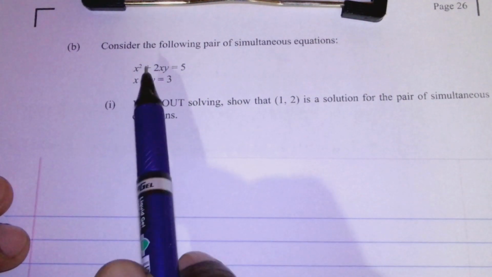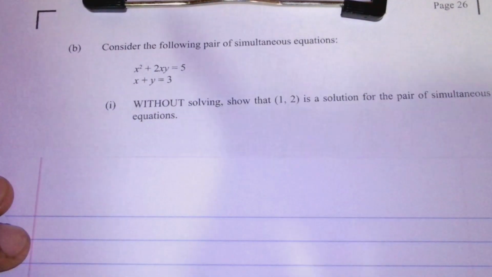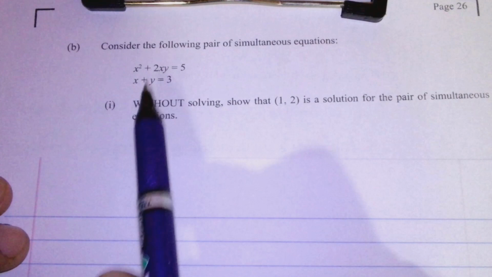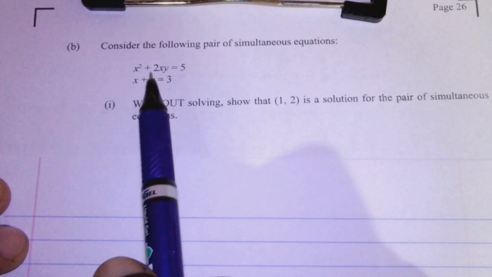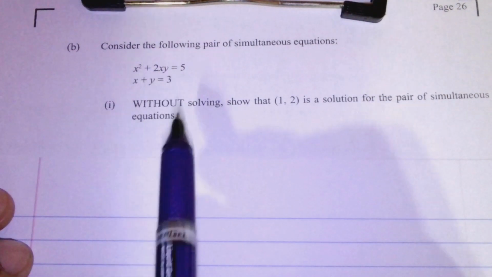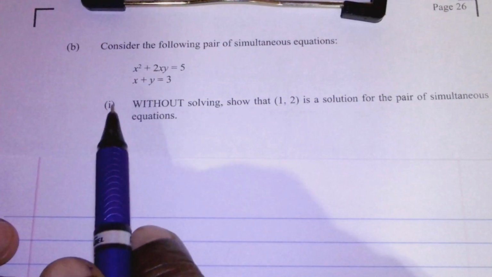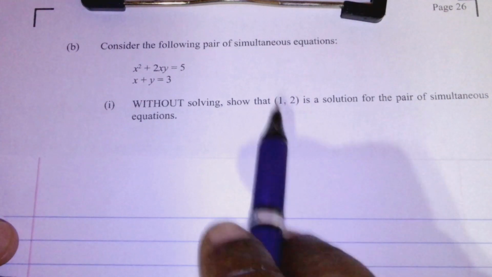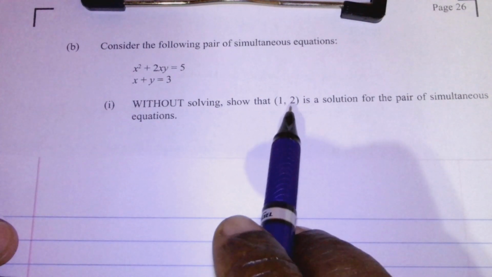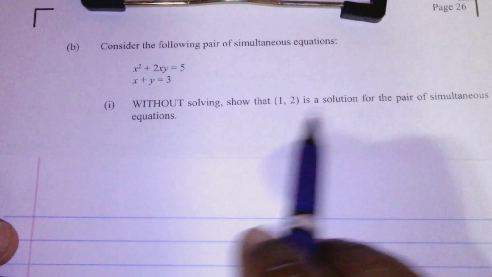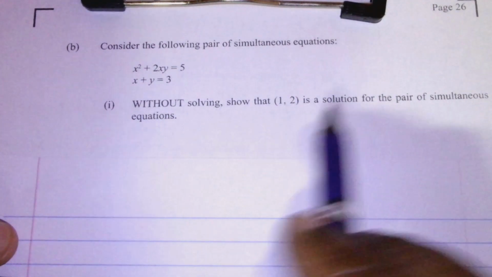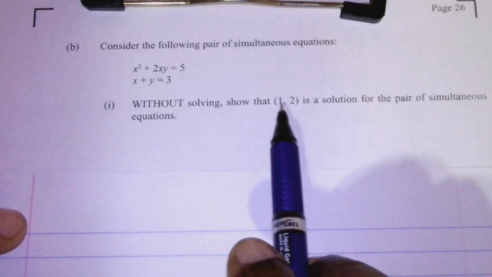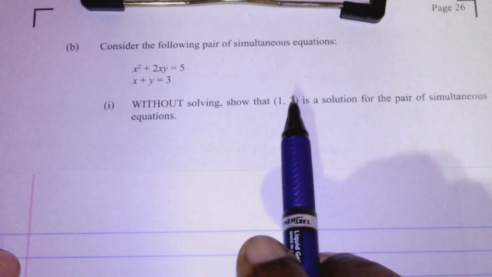Okay, so if we were asked to solve these two equations to find the values of x and y, we will not use the elimination method of subtracting both equations or adding both equations, but instead we use the substitution method. Now here's the thing. In the first part of the question, we're asked to show that the point or ordered pair with x being 1 and y being 2 is a solution for the pair of simultaneous equations. Now how do we do that? It says without solving. We need to show that this ordered pair here is a solution.